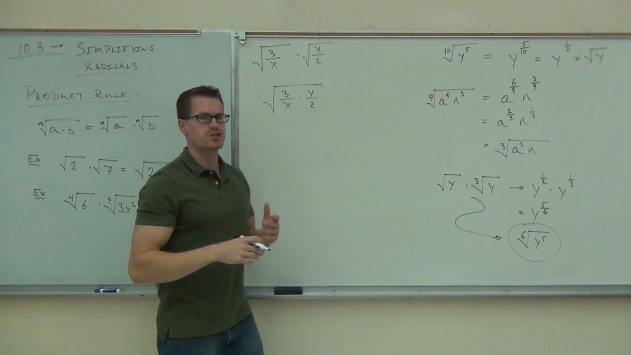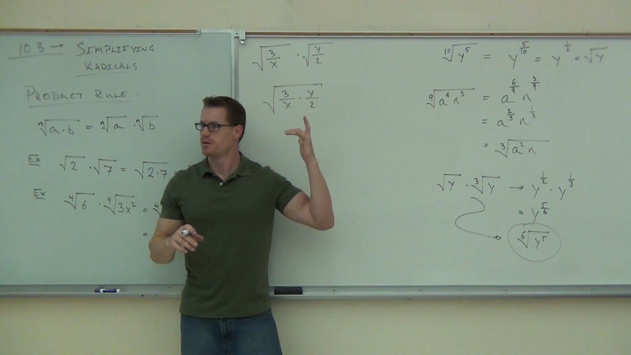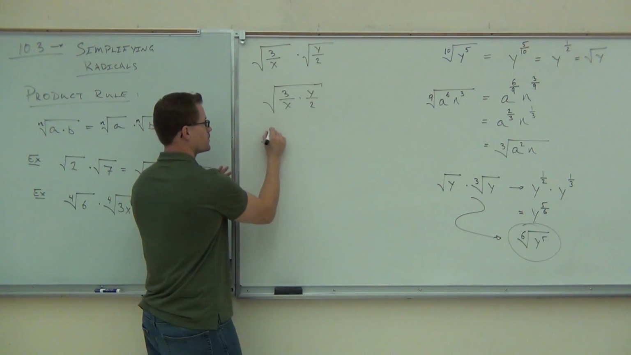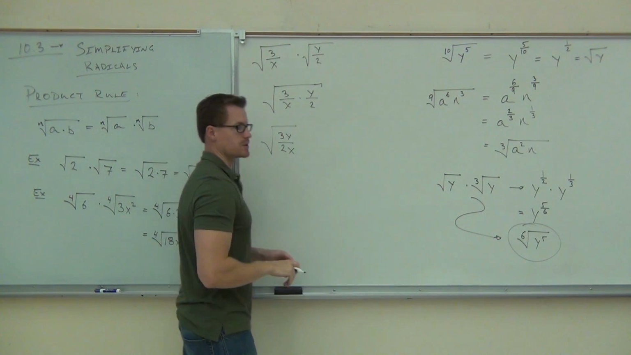When you're multiplying those fractions, you would check for anything that you can simplify. Can I simplify anything in this expression? No. So we're going to have just the square root of 3y over 2x. That's as far as we can go.